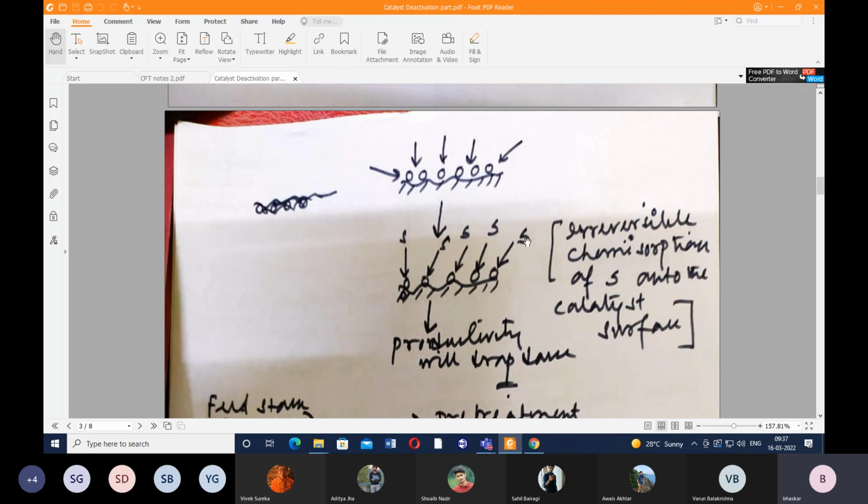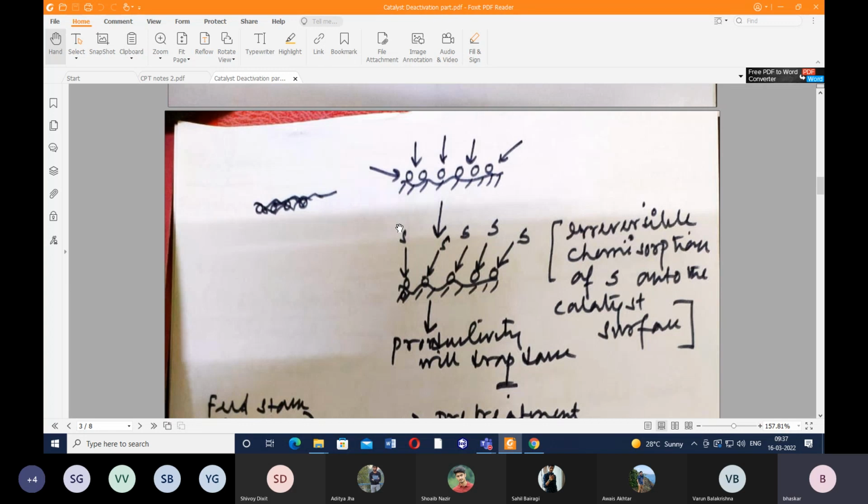So if I consider, say, arsenic as a poisoning particle, then instead of sulfur here I will write As, As, As. If I have chlorine as an impurity, chlorine will also have a poisoning effect. So chlorine will also form an irreversible bond with the active metal part. Okay, so irreversible bond formation is taking place over here. So this is all about the catalyst poisoning.